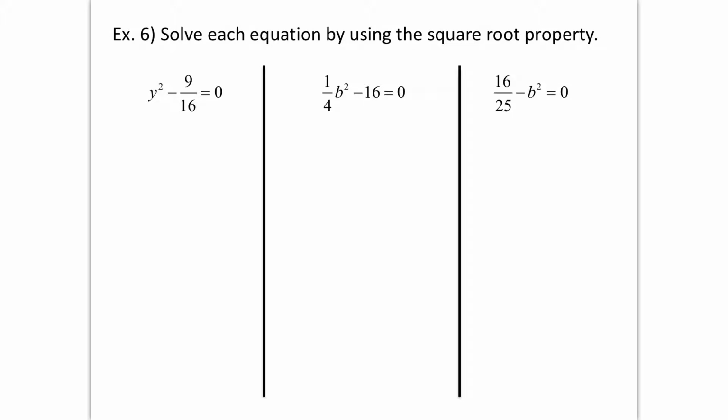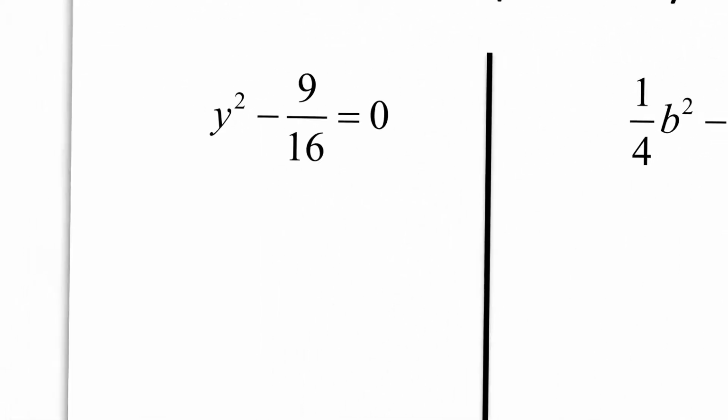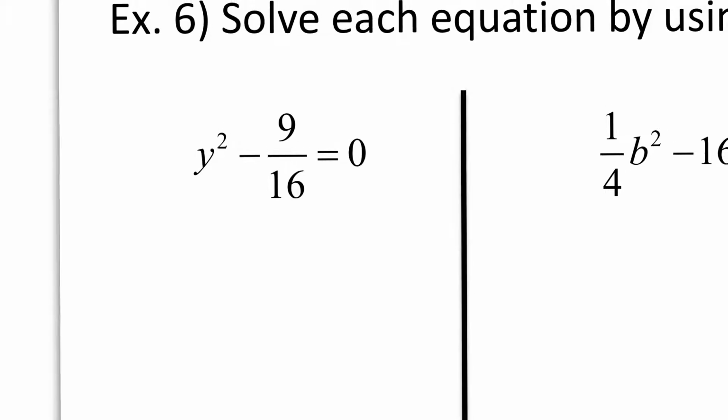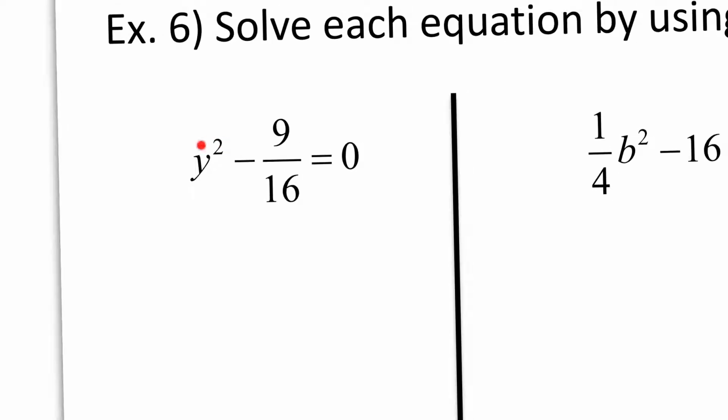Now these ones, they have a fraction. So you also have to know how to solve quadratic equations using the square root property when you have fractions. So let's look at the first one. Y squared minus 9 over 16 equals 0. Now guys, remember that we're solving. We want to get y by itself. So that means we have to get rid of this fraction.